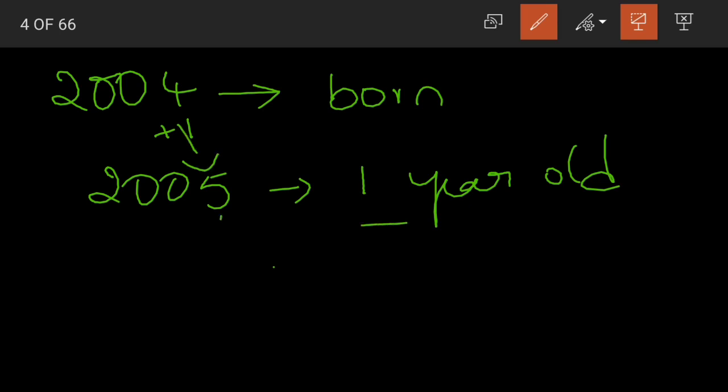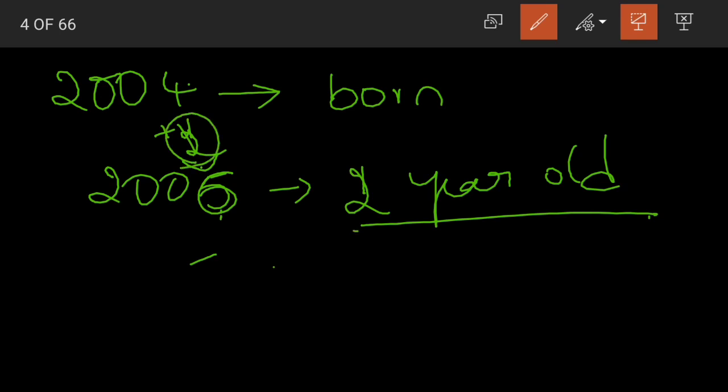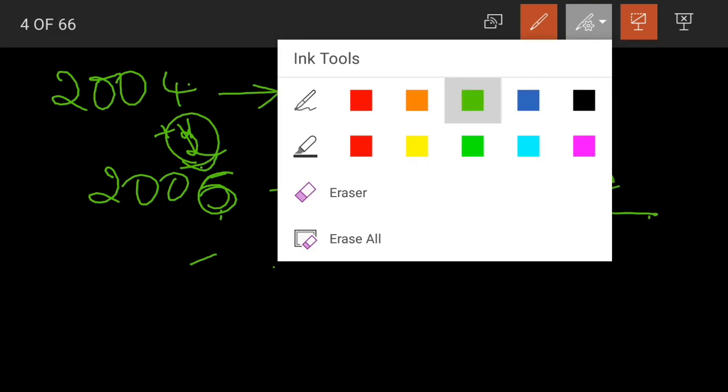So my age is 1 year old. In the same way, if I add 2 for this, 2004 plus 2, that becomes 2006. Then I will become 2 years old. Yes. So the number of years I am adding here, my age will also increase.